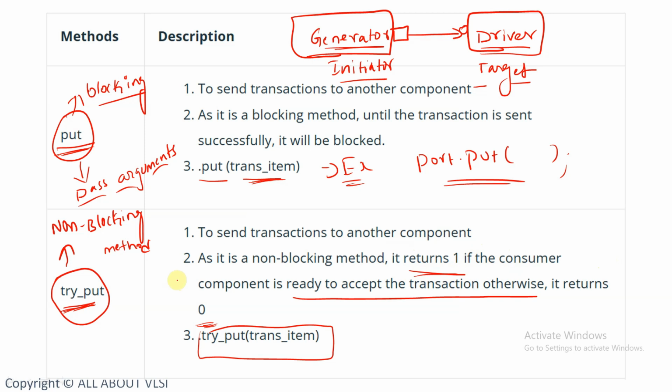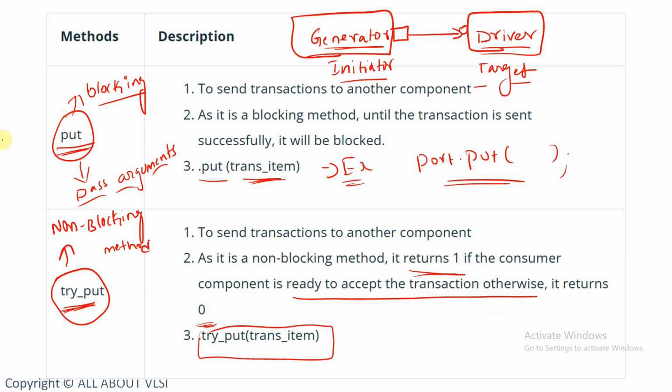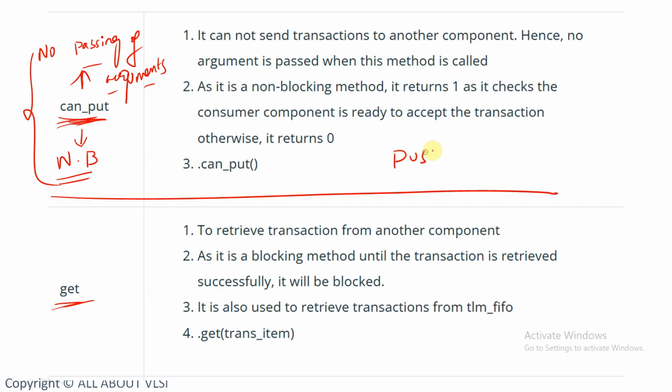Okay, this particular method, whereas this can_put, it is not going to send any transactions. It is just going to check whether the target is ready for the transaction or not. And coming to get method, so this and all are push based transactions. We have seen in our previous session what we mean by push based transactions and pull based transactions. So up to here, these are basically push based transactions.